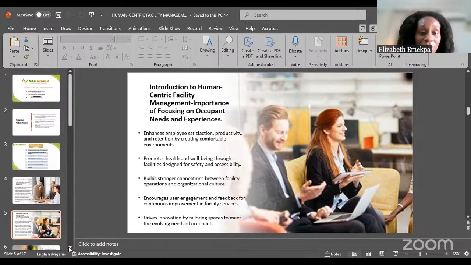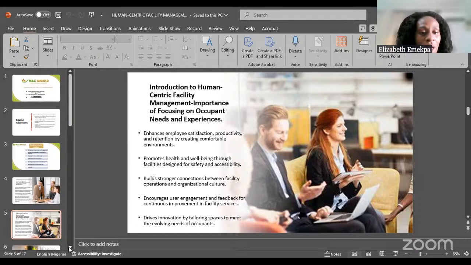Promote health and well-being through facility design for safety and accessibility. Yes, we've talked about this. Promote health. Don't build a 5-story building without an elevator, because you want them to be using the staircase or something? Okay. Don't build a 25-story building without an escape route. So as much as possible in our designs, in our technologies, let us always promote health and safety for our occupants.